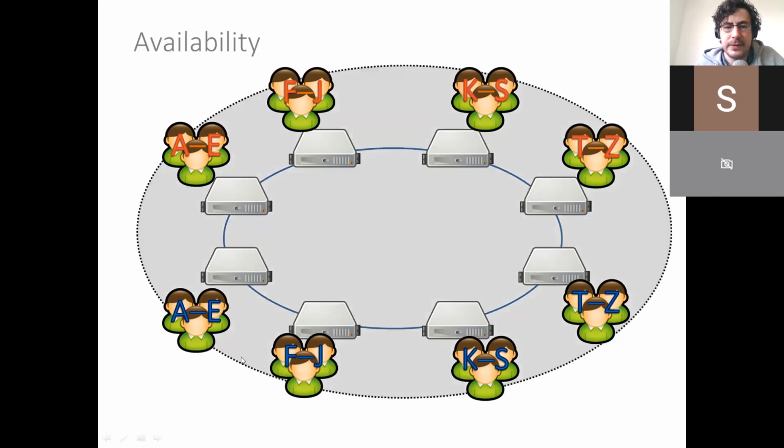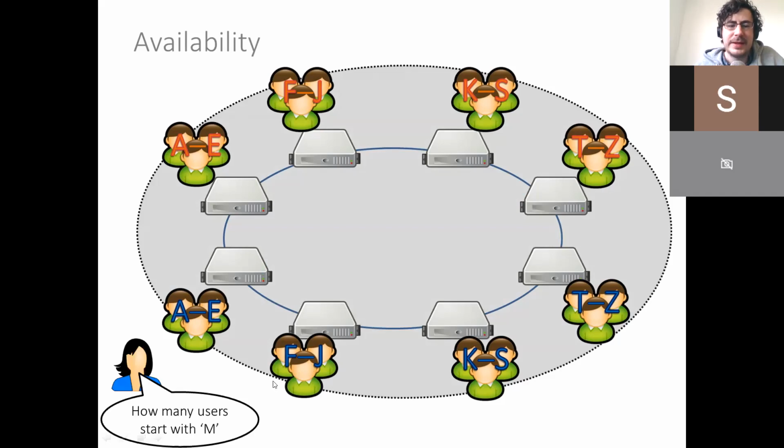Availability means that the distributed system as a whole should respond to any requests. So they might be queries. For example, maybe a client here is asking how many users start with M. Then the distributed system must provide a response, must somehow respond to the query.